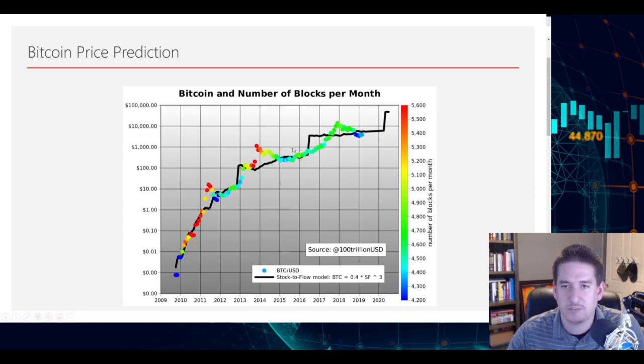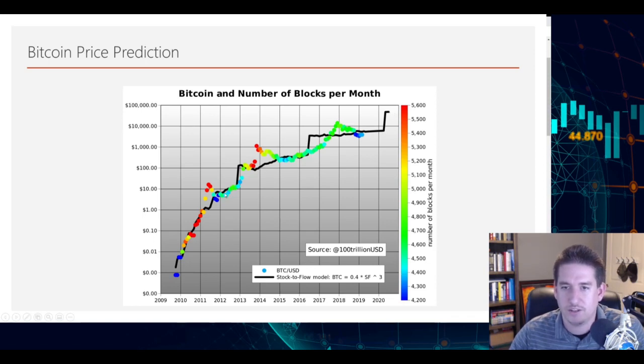Then he created a price model here. So he plotted the stock to flow model, which is the black line here. And this black line, you can see that it shoots up during the halvening. So every 4 years, the amount of Bitcoin that's produced every 10 minutes gets cut in half. So the stock to flow has these really abrupt changes where the black line just gets cut. And then it kind of evens out. The next 4 years later, the amount of flow gets cut in half again, and then 4 years later it gets cut in half again.